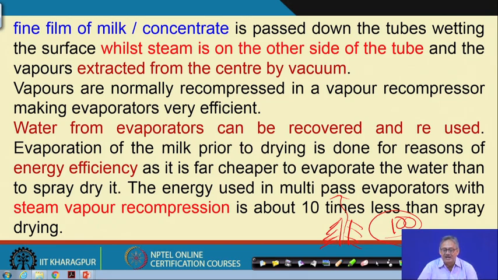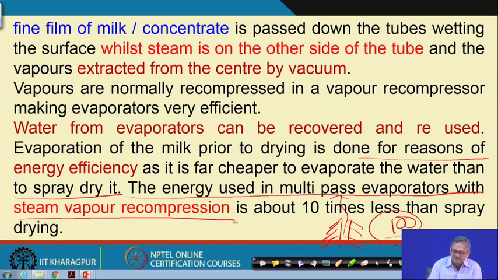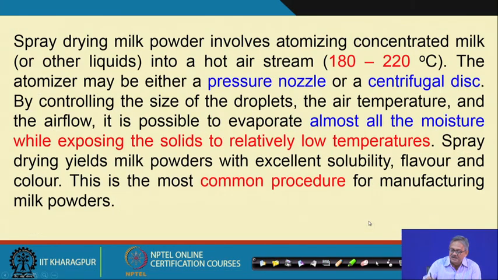Evaporation of the milk prior to drying is done for reasons of energy efficiency, as it is far cheaper to evaporate the water compared to spray drying. The energy used in multi-effect evaporators with steam vapor recompression is about 10 times less than spray drying, right? So spray drying is highly costly. So with a vapor recompression system, if you can concentrate first and then send it for drying, your drying efficiency goes up and the spray drying can be much better, right?